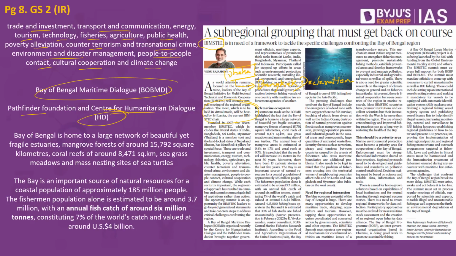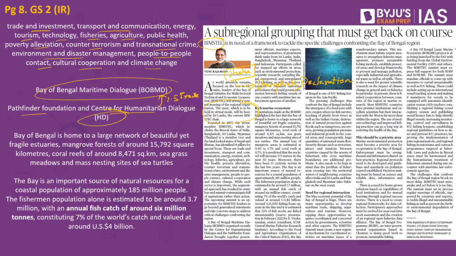When we speak about diplomacy, there are different tracks of diplomacy. We have track 1 diplomacy, track 2 diplomacy, and also track 1.5 diplomacy. So as part of the assignment, you have to put in the comment section what is track 1, what is track 2, and what is track 1.5. Remember, the Pathfinder Foundation and the Centre for Humanitarian Dialogue initiated this program, and this happens to be a 1.5 track diplomacy. Let us try and understand what this program was all about.